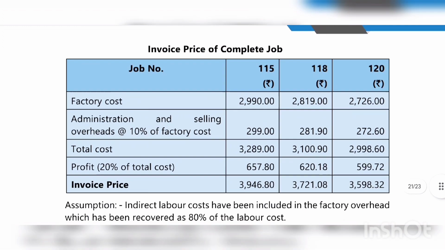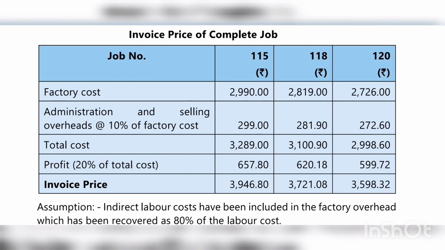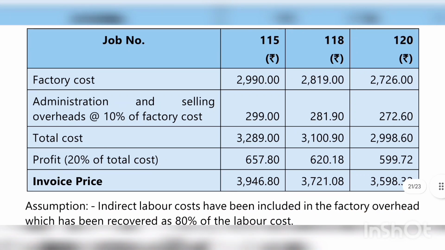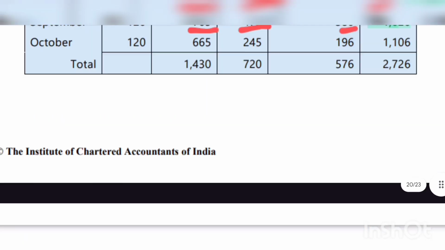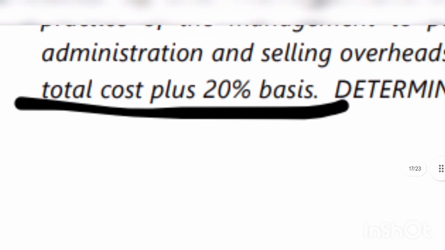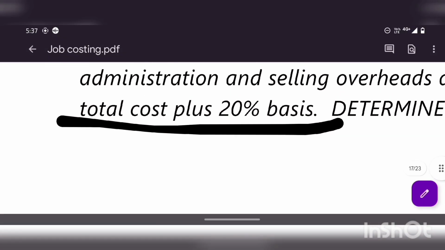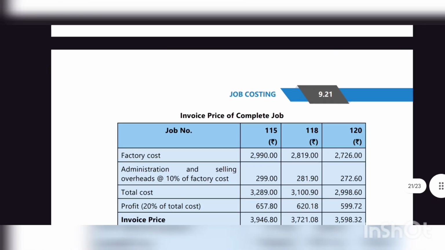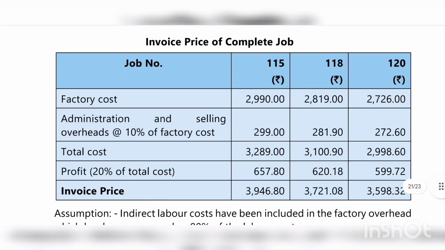And then they have given that 10% of factory cost is admin overhead, so 10% of 2990 was 299, and total cost comes to this. And they asked us to find the invoice price, which was 20% profit, which they have given as a base in the question, which was total cost plus 20%. So we have to add a profit of 20% on the base, and here comes the answer. Then the invoice price comes to 3,946 and 3,721 and 3,596. That's it, guys.